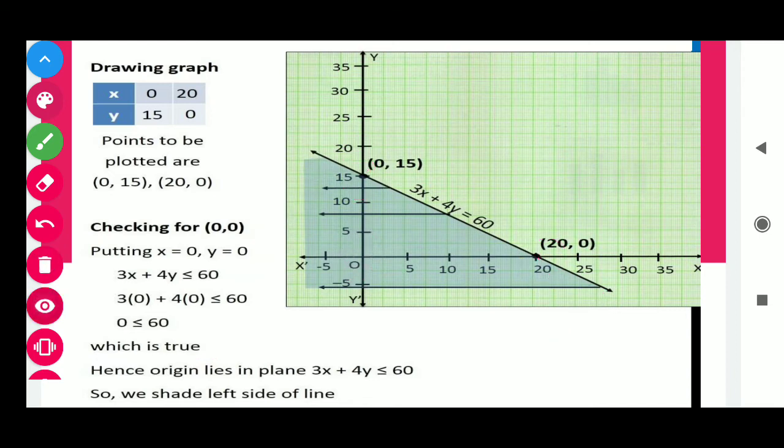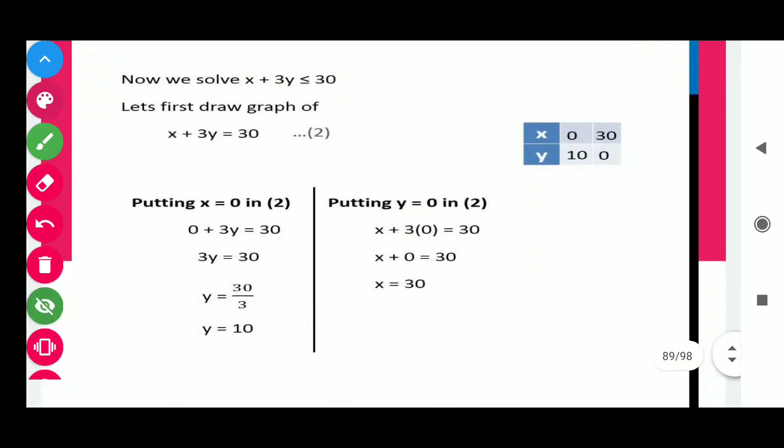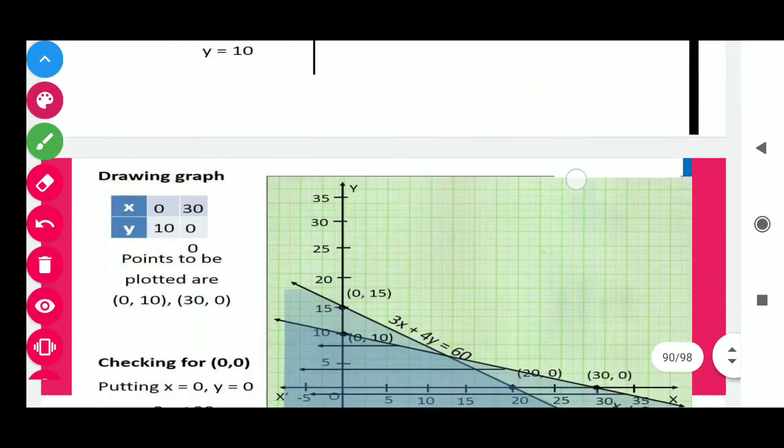Now we plot the second line for the same. We use the same procedure. x plus 3y less than equals to 30, and here we put x is equals to 0, we get y is 10, and if we put y is equals to 0, we get x is 30. Now students, plot these points on the graph paper.